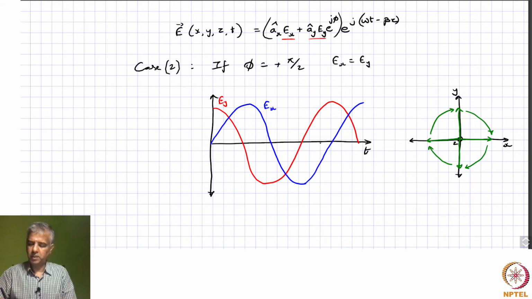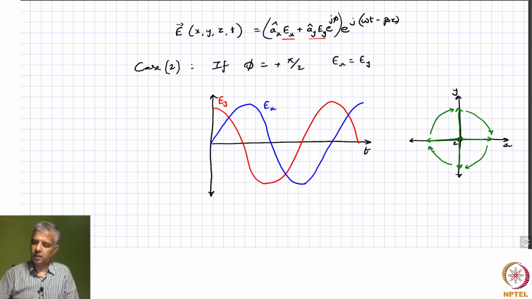But in any case, if we have phi equals plus pi by 2 or minus pi by 2, but Ex is equal to Ey, this is called circular polarization in general, right, because it defines a circle.